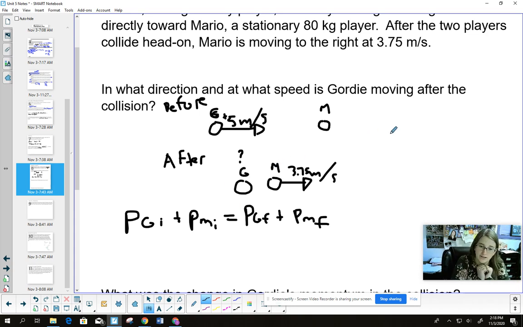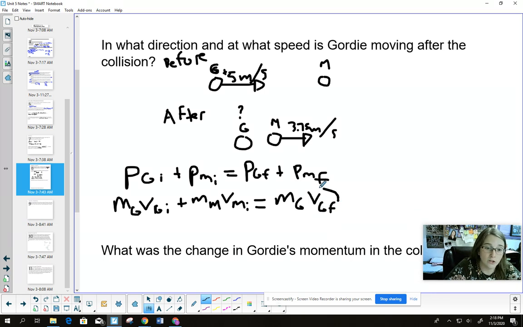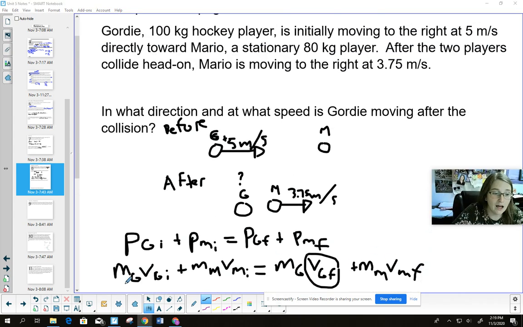Now again, their individual momentums can change and will. What does not change is the total. When you add them together, that's the same. So we have Gordy's mass times his initial speed, plus Mario's mass times his initial speed, equals Gordy's mass times his final speed, and that's what we're looking for: what speed is Gordy moving after the collision, plus the mass of Mario times his final speed. So I want you to take a moment and plug in our information. We know all of the info except for Gordy's final speed.